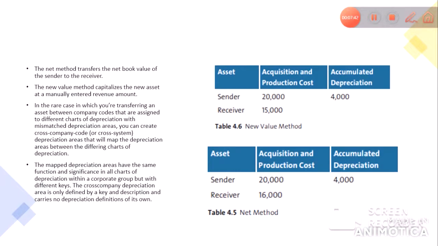So if we see the net method, the sender sends 20,000 but the receiver receives only 16,000. Accumulated depreciation is 4,000. So in the new value method, the sender is sending 20,000, but the receiver is entering only 15,000, with accumulated depreciation of 4,000.